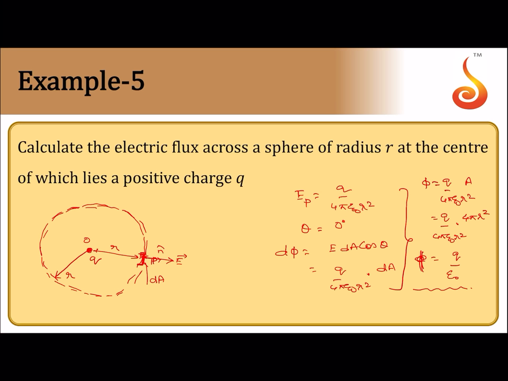Now, to find the total flux of the sphere, I have to add all the fluxes. Therefore, the total flux is q by 4 pi epsilon naught r squared. When I add up all the dAs, I will get the total area A, so into A. And the surface area of the sphere is nothing but 4 pi r squared. So, q by 4 pi epsilon naught r squared into 4 pi r squared. The 4 pi r squared cancels off and the flux equals q by epsilon naught. This tells you what is the flux through a sphere when a charge is inside the sphere.